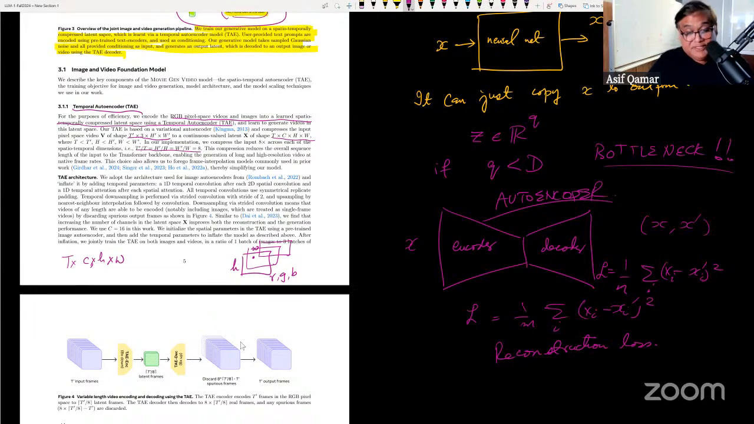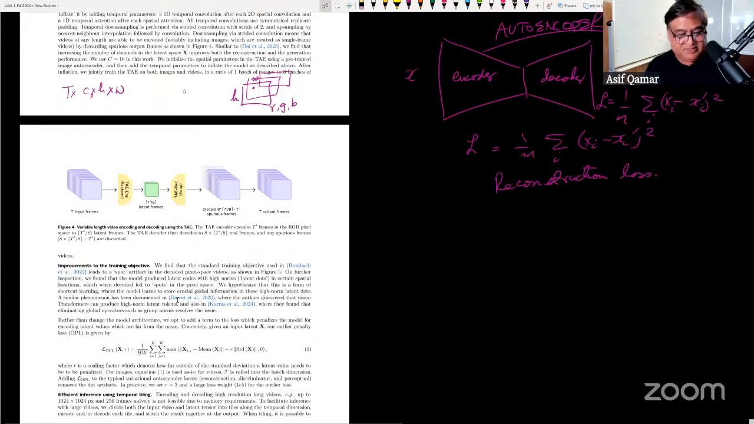And now the interesting thing is, height and width is fine, but there is also temporal scale, which means that suppose I had 16 frames, which is what you have for 1 second. Now you got only 2 frames for that second, isn't it? So there's something to know. This compression reduces the overall sequence length of the transformer, etc. The TAE architecture, how does it do that? Very simple, just as you would expect.